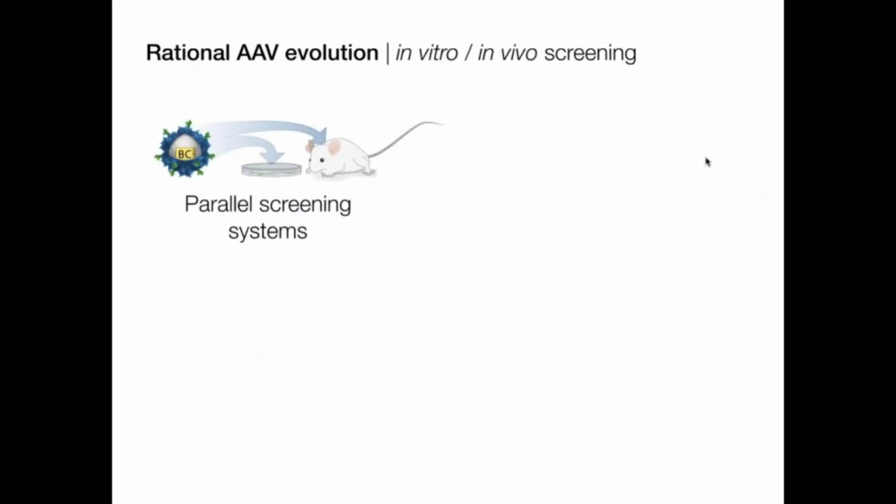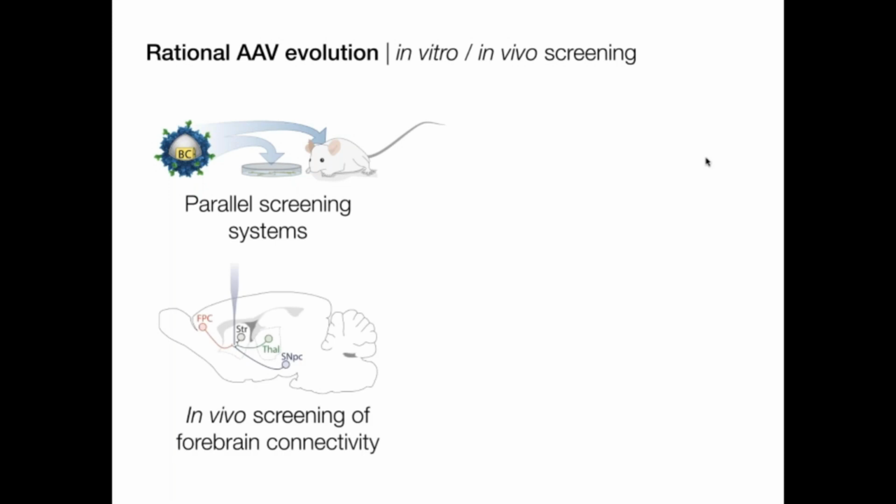What we then did was to set up 2 different screening methods, one in vitro and one in vivo. So in vitro in 293T cells and in primary neurons, and in vivo in the brain of a rat. And in vivo screening was performed by injecting the virus in the striatum, and we waited 4 weeks, and then we dissected out 3 areas connecting to the striatum. So the prefrontal cortex, thalamus, and the substantia nigra.